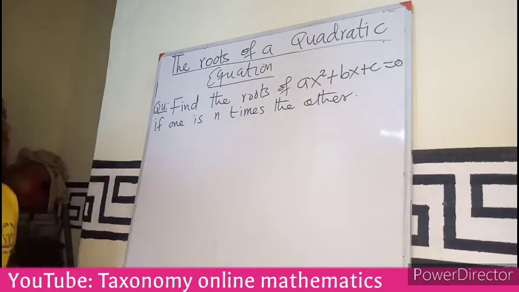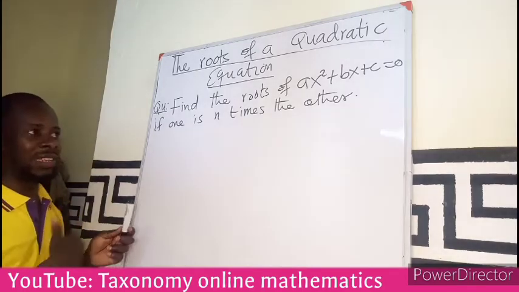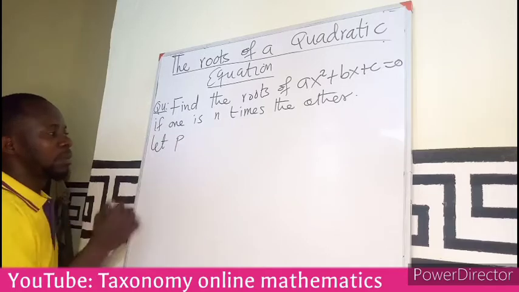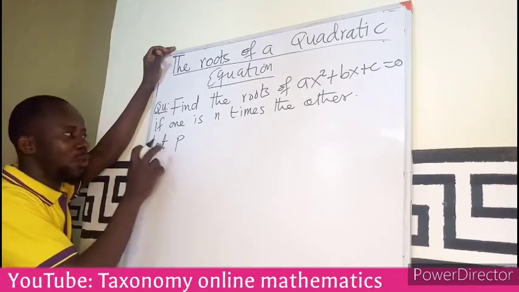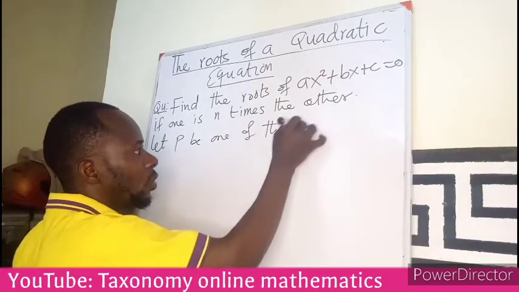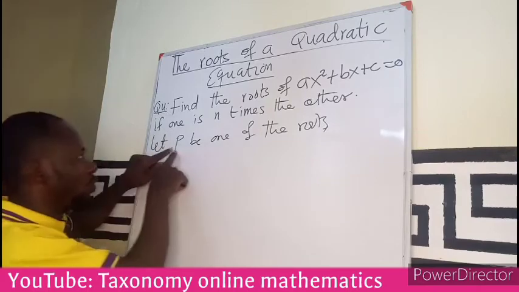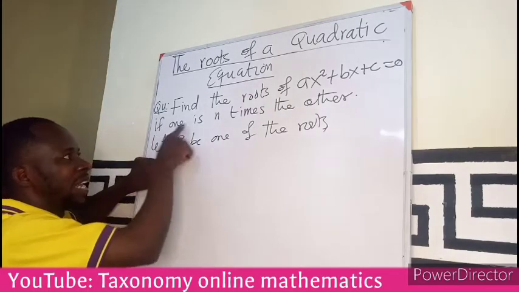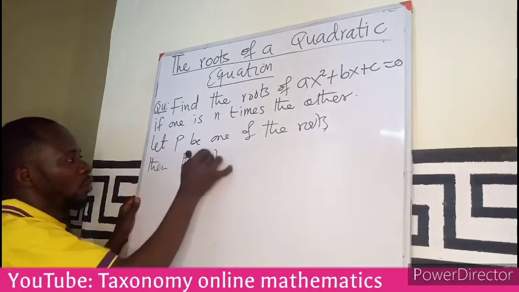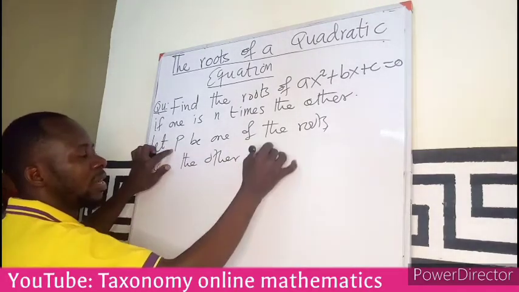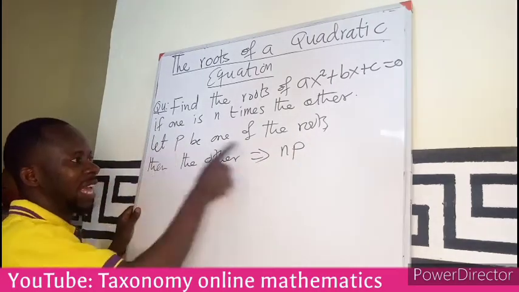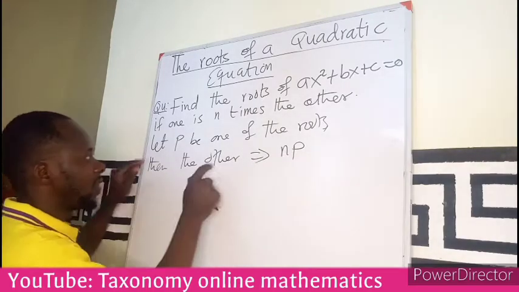Right away, since we don't know the roots, we can let a variable equal one of the roots. So let p be one of the roots. Since one root is n times the other, the other root is just going to be n times p. So these are the roots.